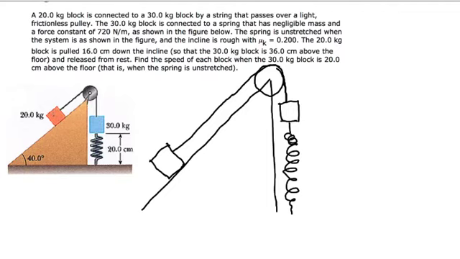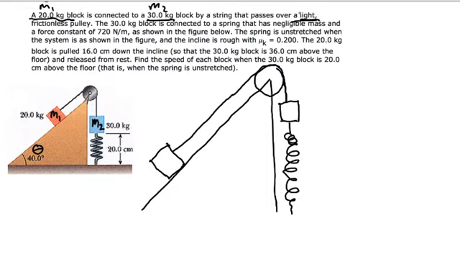I'm going to call this right here M1 so we can make this very general. I'm going to call this one M2. I'm just going to call this theta. What we have here is a 20 kilogram block, that's M1, connected to a 30 kilogram block, that's M2, and it's connected by a spring that passes over a light frictionless pulley.